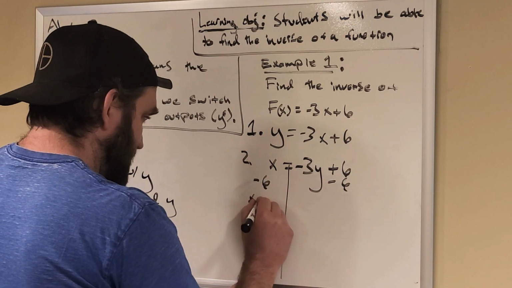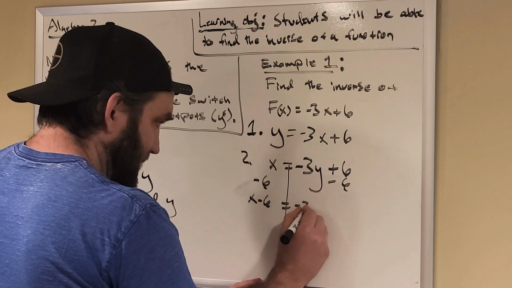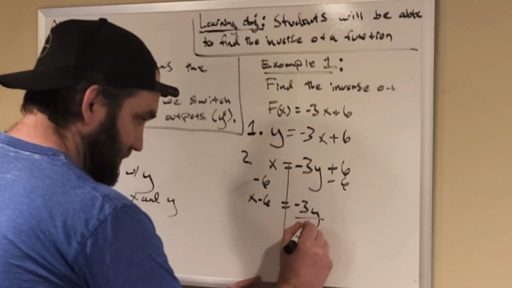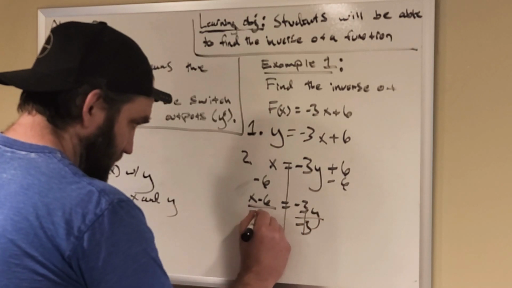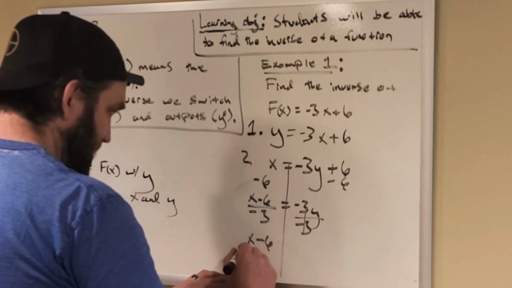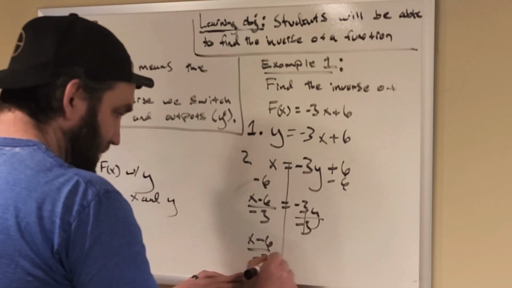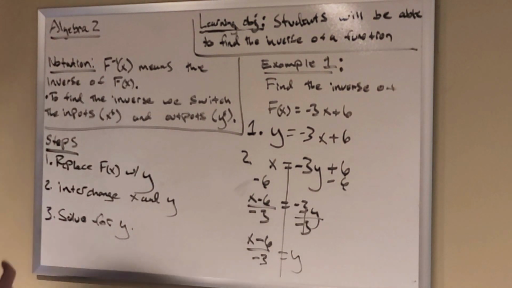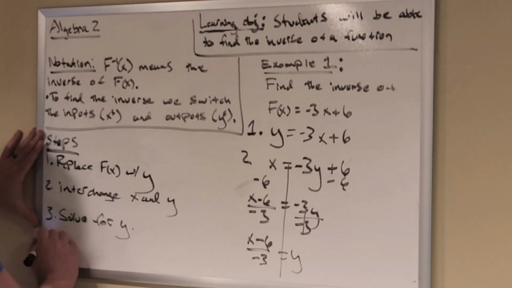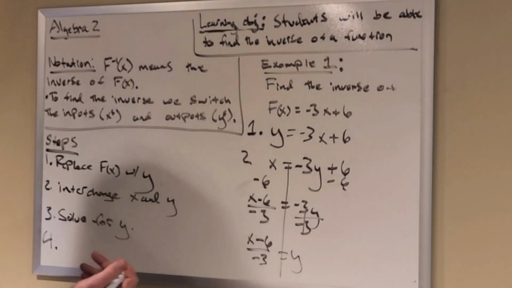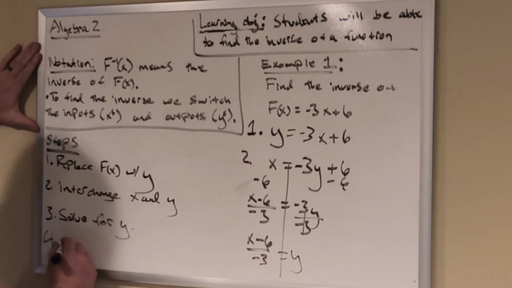I have x minus 6 is equal to negative 3y. And then I want to divide by my -3. I have x minus 6 over -3 equals y. Okay, great. And then I have one more step here. Step 4. My fourth step is going to be just to replace the y with the f negative 1x.